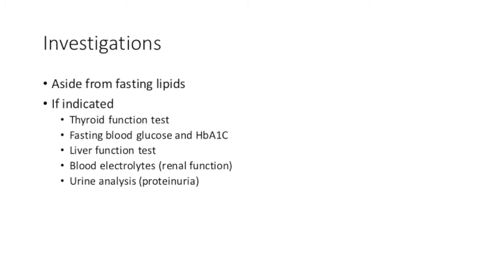In terms of some of the investigations aside from fasting lipids, if indicated to rule out secondary causes, we perform a thyroid function test, we look at fasting blood glucose and the HbA1c, we perform a liver function test, blood electrolytes looking at renal function, and urine analysis looking at proteinuria to rule out nephrotic causes.